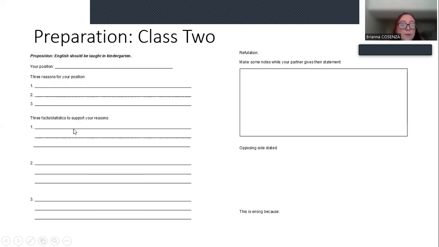So they will have their positions, and they'll find the 3 reasons and then facts and statistics to support their reasons. And then after that, as they give their opening statement and their reasons, we do some note-taking where they'll be writing down what their partner says, and then they'll follow the format: opposing side stated, this is wrong because.